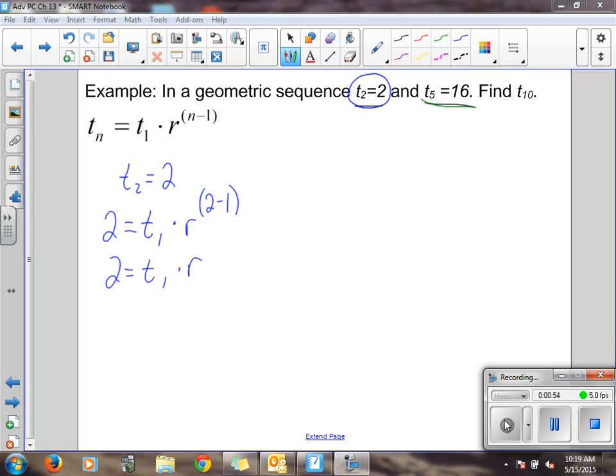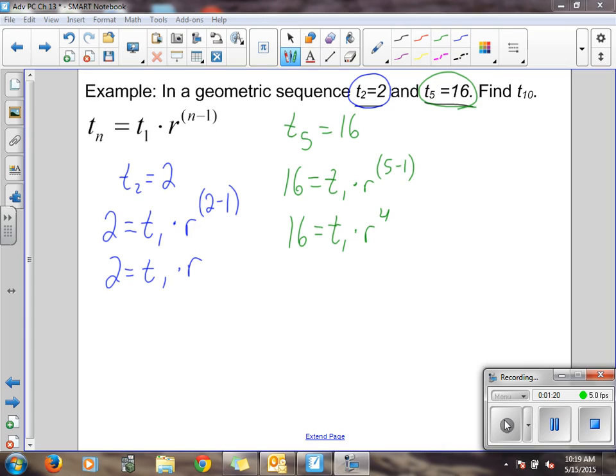Taking a look at our other term, we also know that the fifth term is 16. Doing something similar, we'll plug in 16 for t sub 5 equaling t sub 1 times our r, and again n is 5, so looking at 5 minus 1. Cleaning that up, we get r to the fourth power. Now we have two equations with two unknowns again.